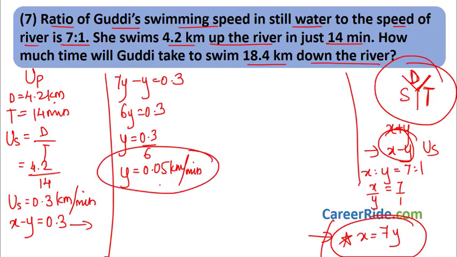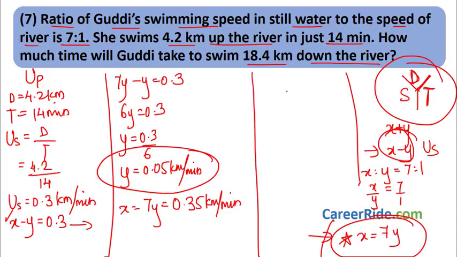Now we can find out the speed of Guddi also from here, or we can find it from here. x is nothing but 7 times y. So x is 7 times y, that is 7 into 0.05, that is 0.35 kilometers per minute.